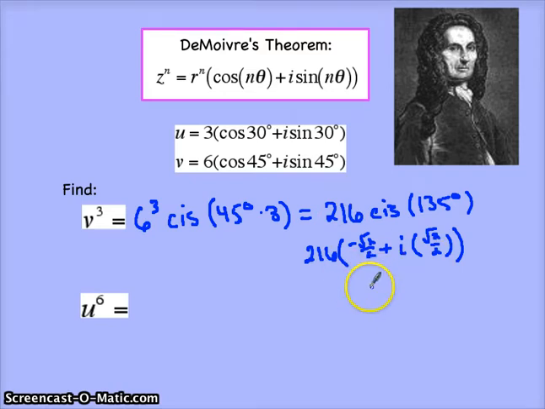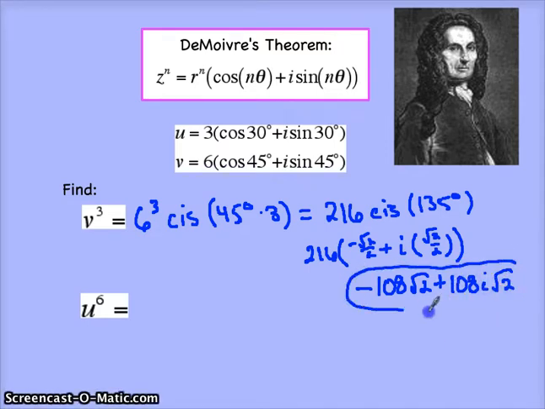So if you wanted the standard form of this, I can reduce that down. That would be negative, 2 divides into 216 as 108 root 2, plus i, the sine of 216 times that. So essentially, again, 216 times root 2 over 2 is 108 root 2. But don't forget the i, telling you that that's the imaginary part of that function. Again, keep an eye on the directions.